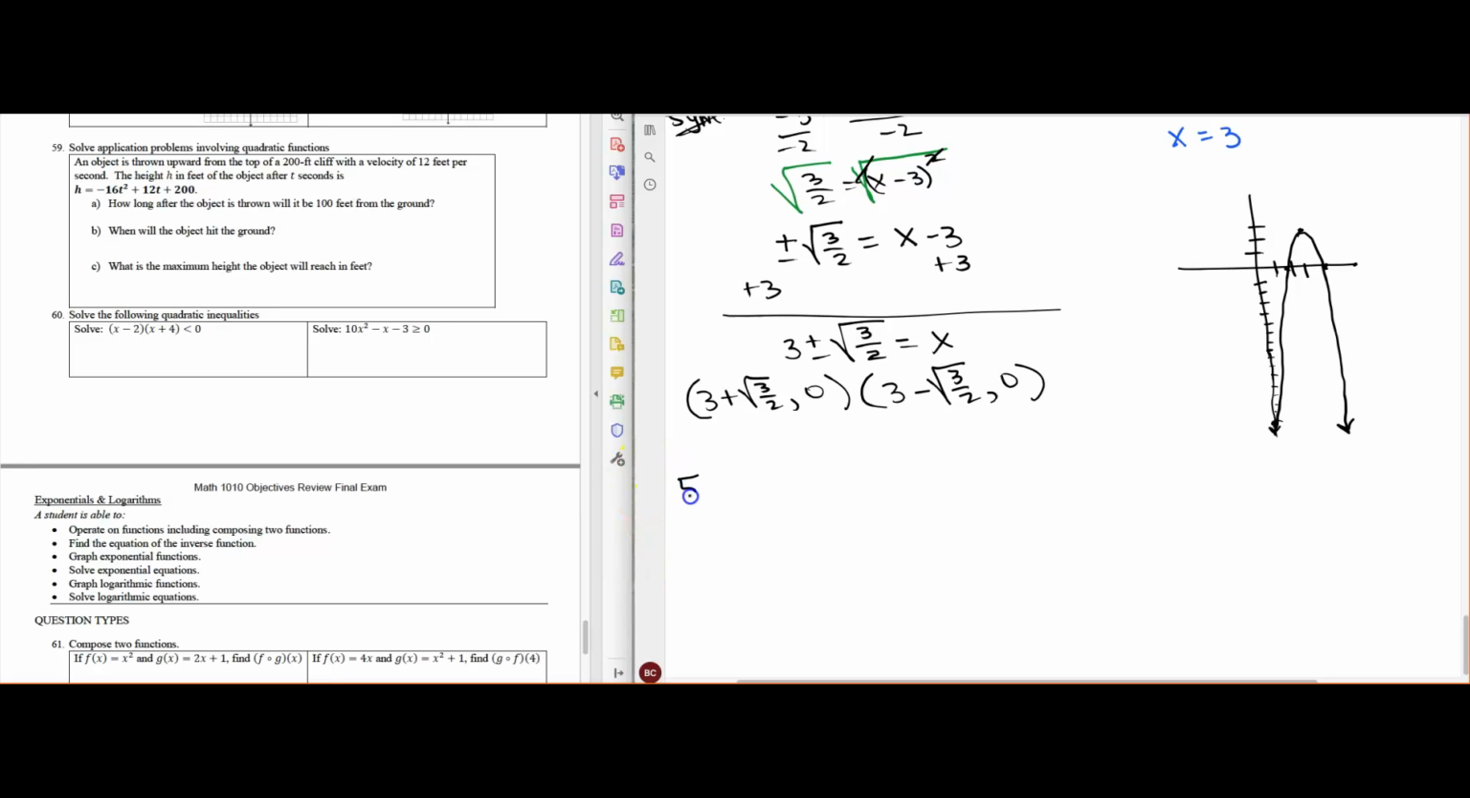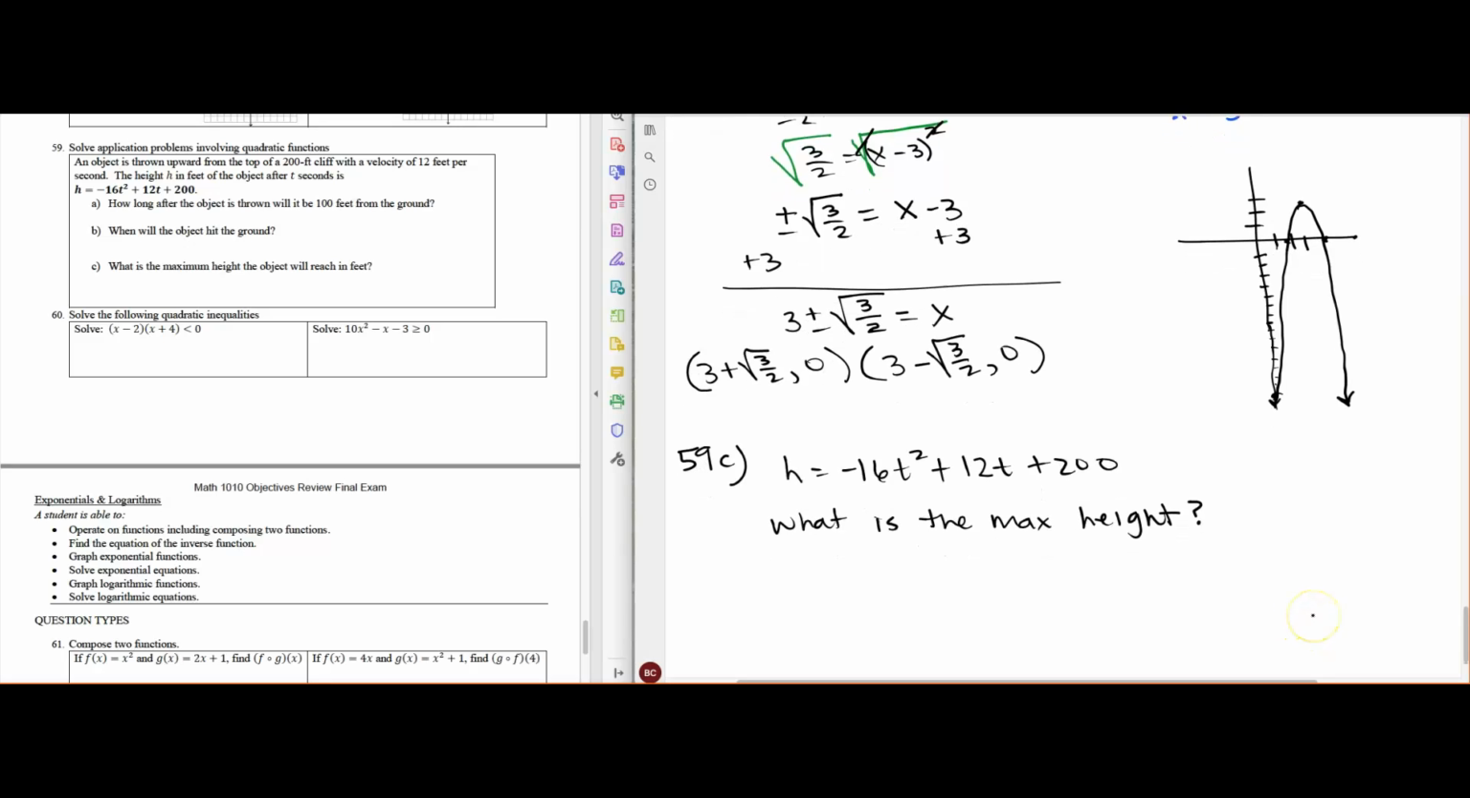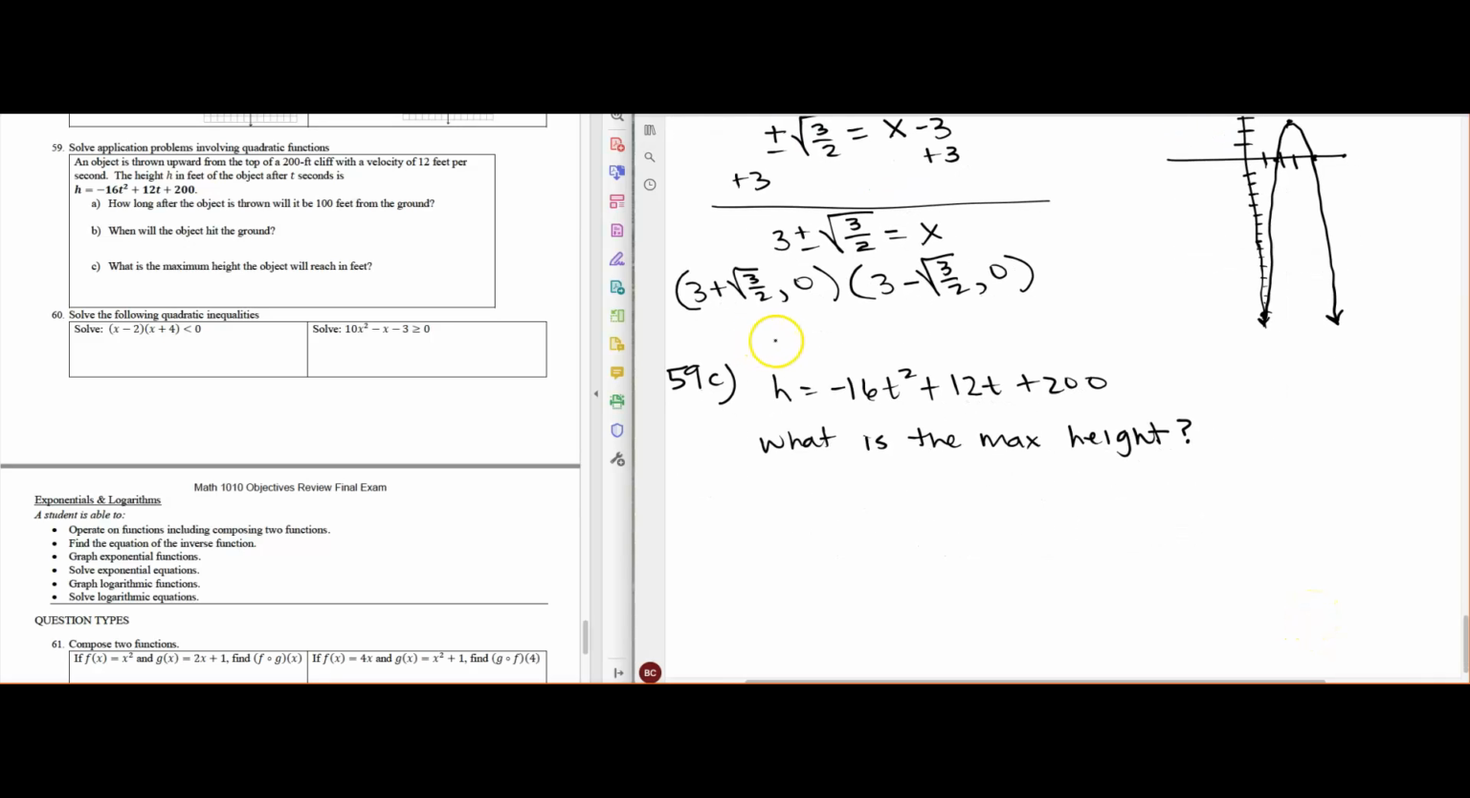How do we find the max or min of these quadratics? So we're given h equals negative 16t squared plus 12t plus 200. And it asks us to find, what is the max height. So how do we go about finding this? How do we find maximums or minimums? Finding the vertex. Yes. So you've got to know that vertex formula. It's going to be the easiest way to do this.